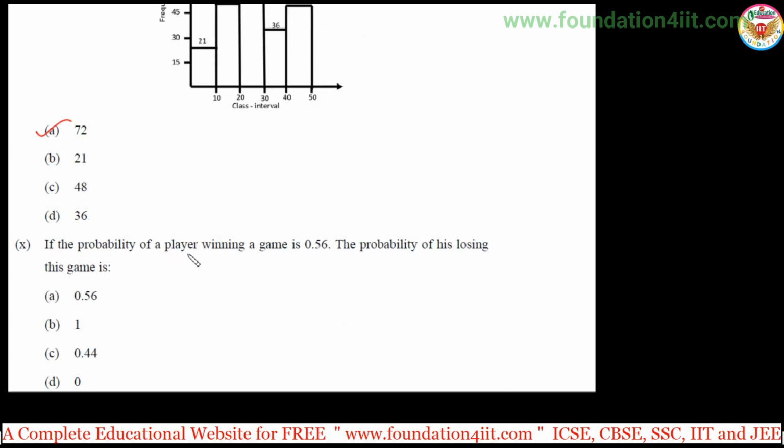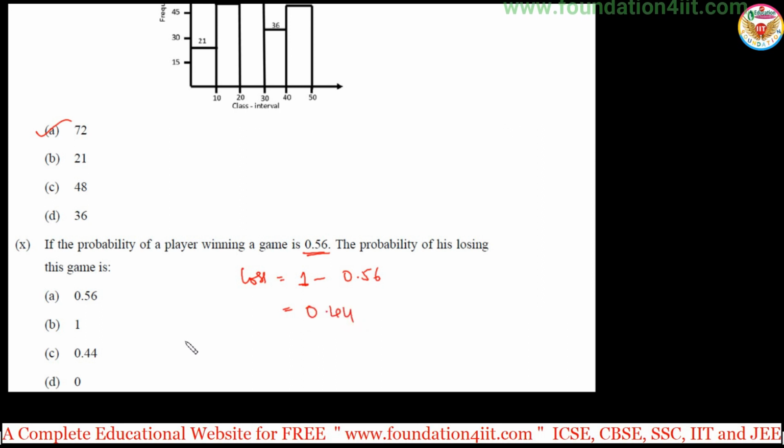10th one, if the probability of the player winning is 0.56, find the probability of losing. Probability of losing is just 1 minus 0.56. 1 is the total, from 1 you subtract the winning, the remaining is losing. 1 minus 0.56 is 0.44. Right, option C. Winning is 0.56 means losing is 1 minus 0.56.